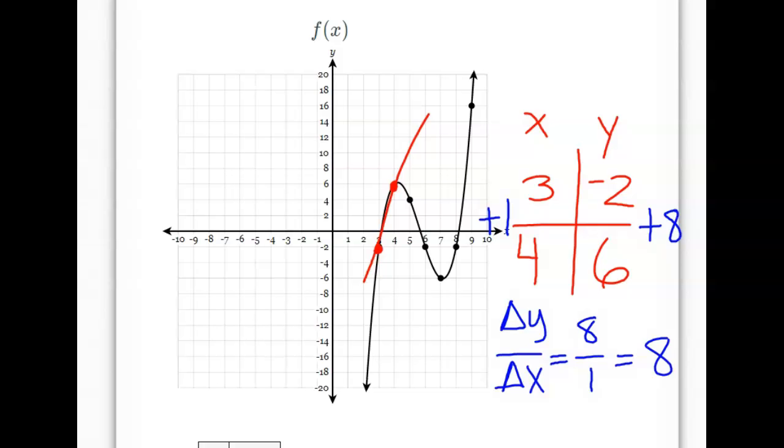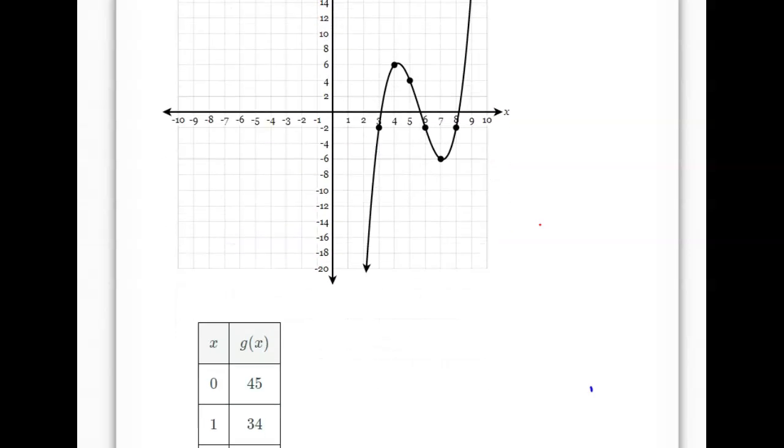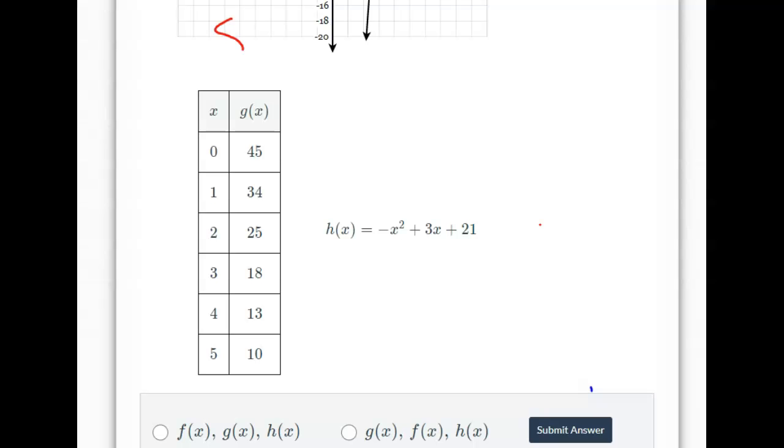So the other thing I can do is literally just look at the line that I drew between those 2 points and find the pattern. So my rise is 8. My run is 1. So either way, for f of x, I get an average rate of change for that interval of 8. So somehow I need to record that or remember that because I have 2 more functions to look at. So I move to my next one. Okay. And I'm going to remember, okay, that other one was 8.